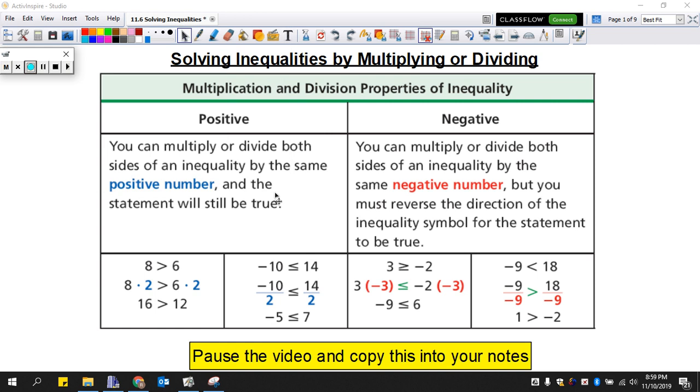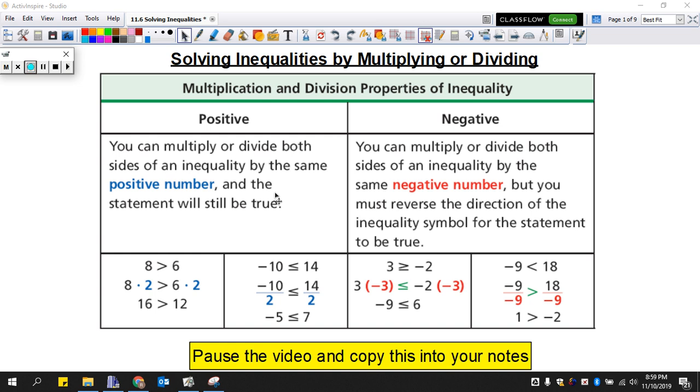In this video, we're going to continue to learn about solving inequalities. In our previous lesson, we solved inequalities by adding or subtracting whatever the inverse operation was for what was in the original inequality. We're going to continue that same lesson today. This time, our inverse operations are multiplying and dividing.